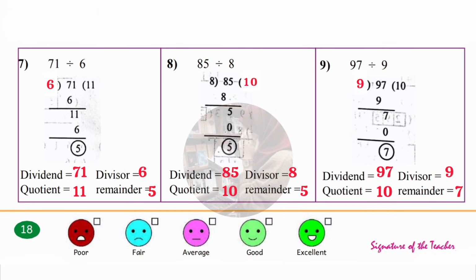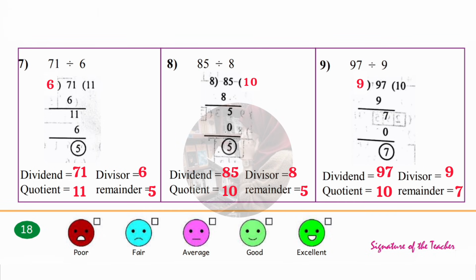Okay, next, last one, 97 divided by 9. So 9 ones 9, 0 it will become, then 7 will come down, 9 0s 0, 7 will be the remainder. Write down. Dividend is 97, divisor is 9, quotient is 10 and remainder is 7.